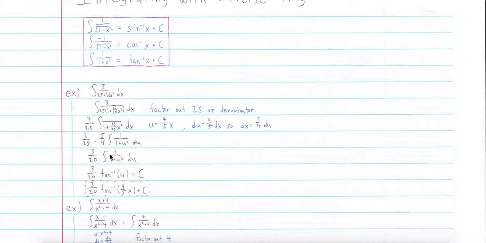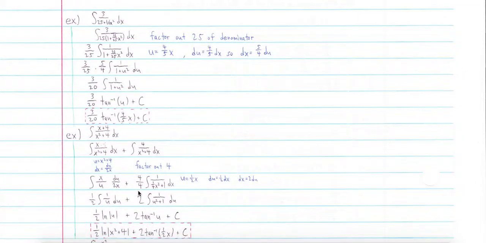Now this we know, this integral is just the inverse tangent. So we integrate, and don't forget the plus c. And then u was 4/5 x, so just plug that back in, and then you get the answer.